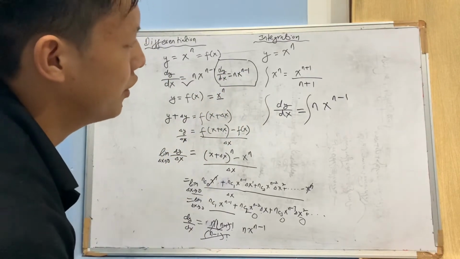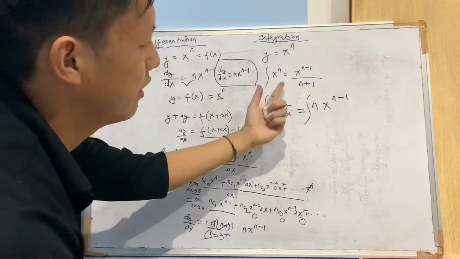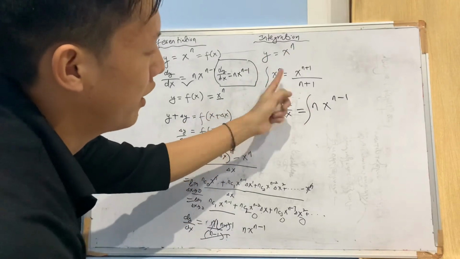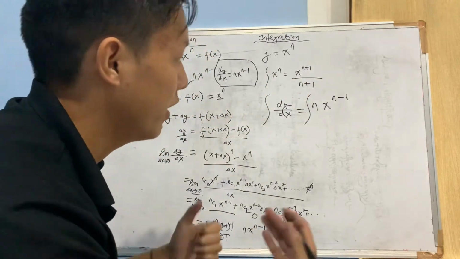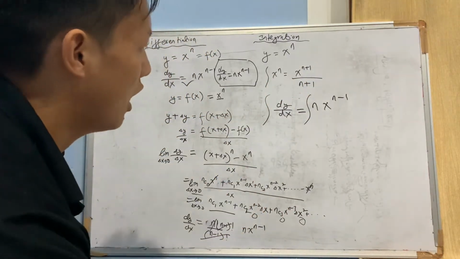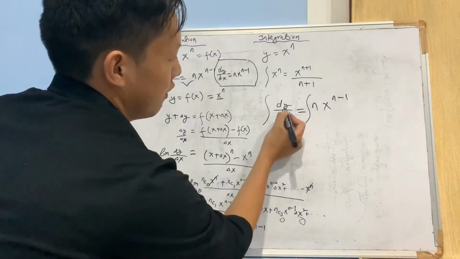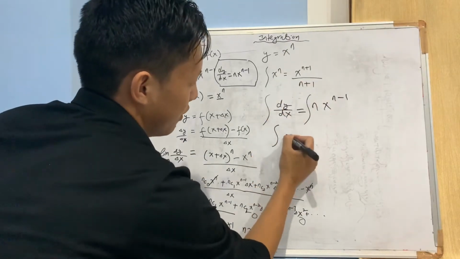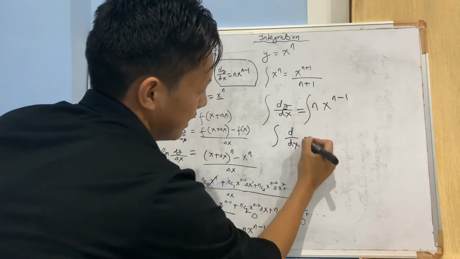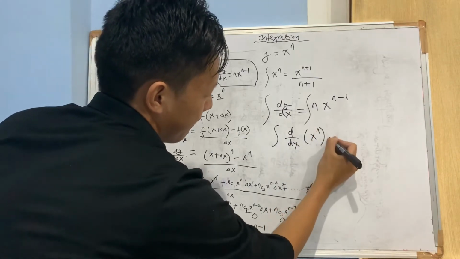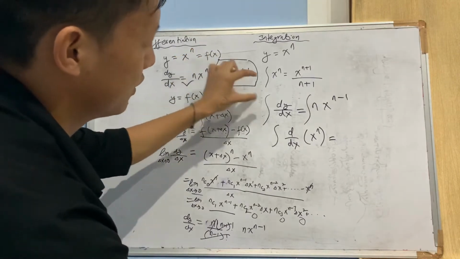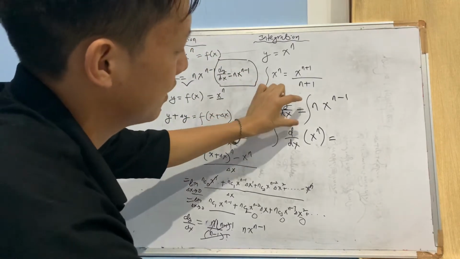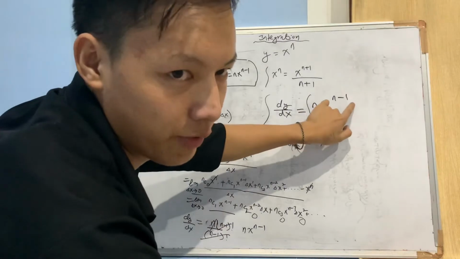Now talking about the integration, y is equal to x to the power n, and the integration of x^n is x^(n+1) divided by (n+1), right? So we have to prove this, okay? How can we prove it? y is x to the power n, right? So we can use this as d/dx of x^n, okay? So from this, first we have to take this, dy/dx is equal to n x^(n-1), right?